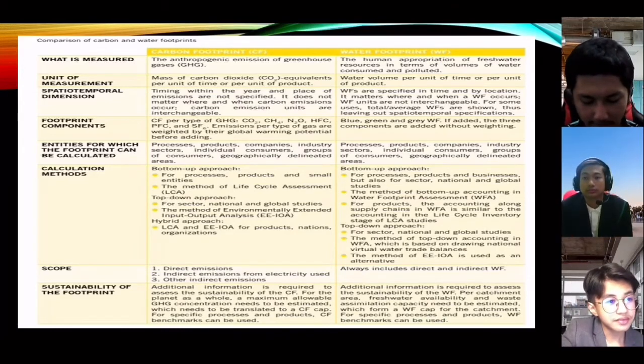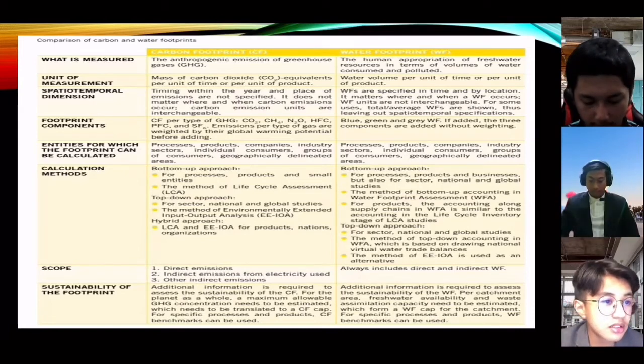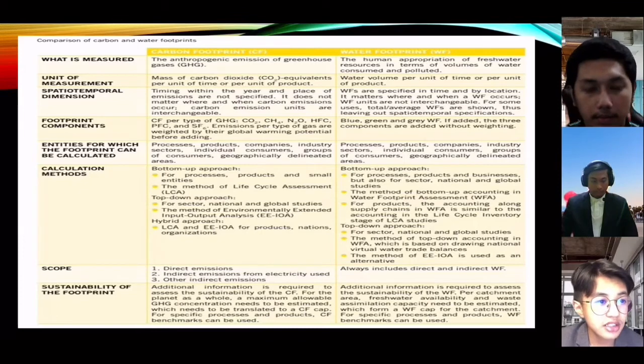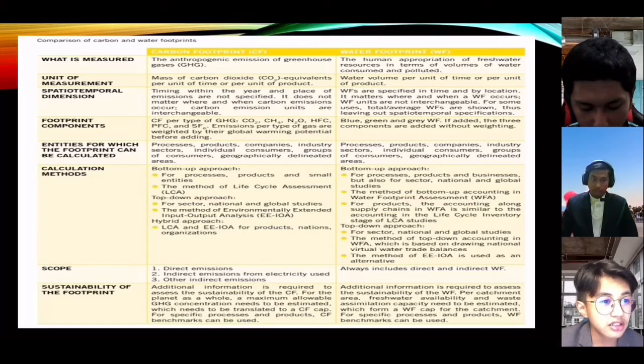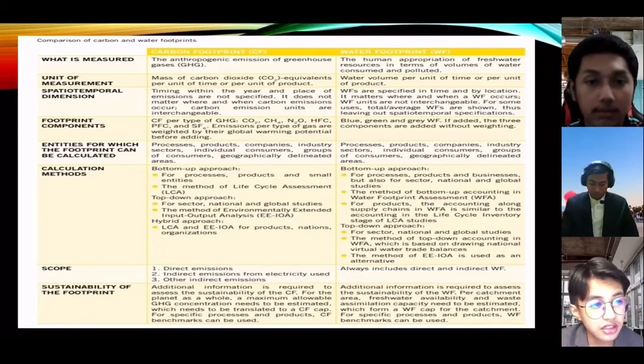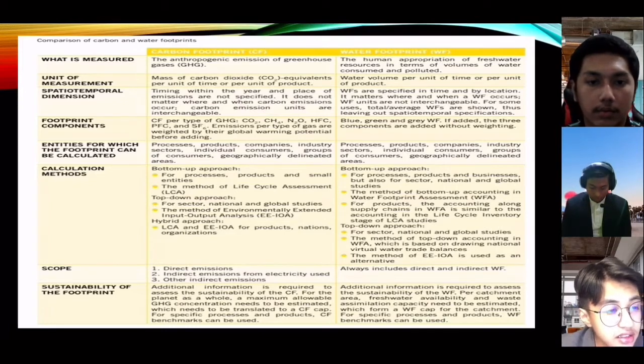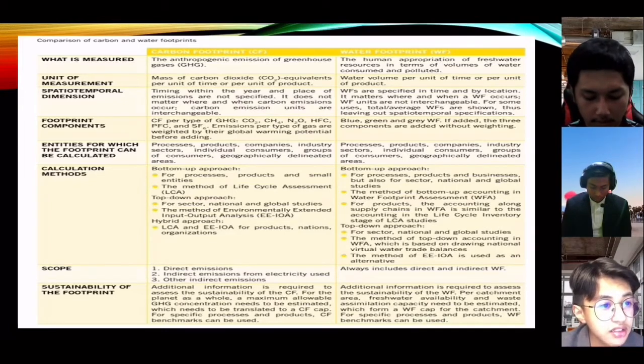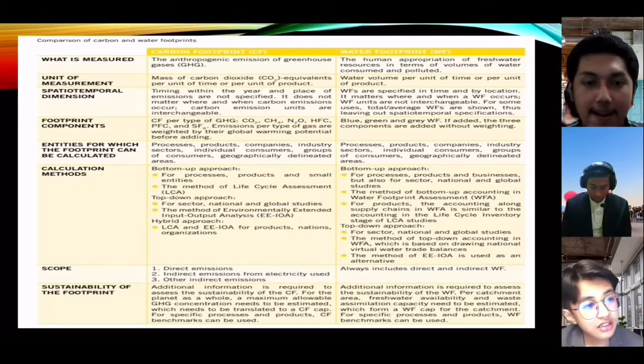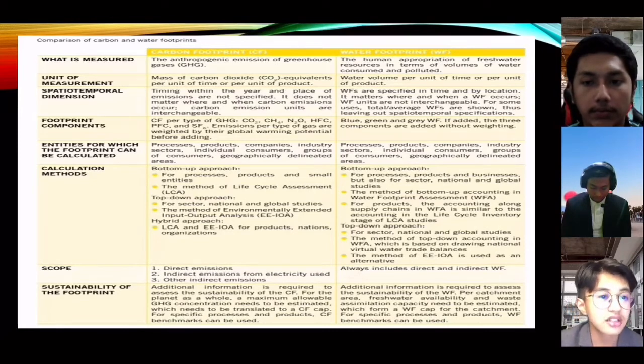Calculation method. Carbon footprint, bottom-up approach, for processes, product, and small entity: the method of life cycle assessment, LCA. Top-down approach, for sector, national and global studies: the method of environmentally extended input-output analysis, EEIOA. Hybrid approach, LCA and EEIOA, for product, nation, organization.